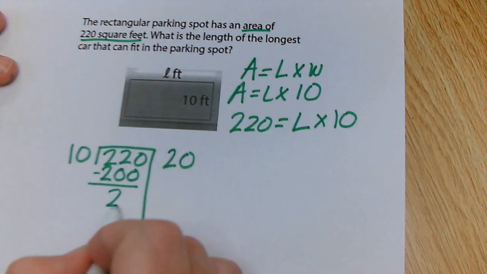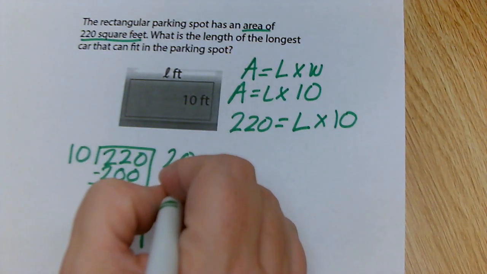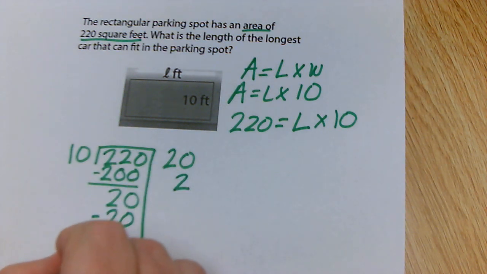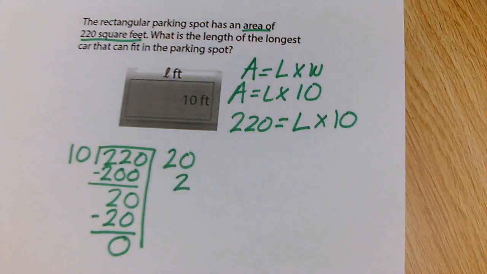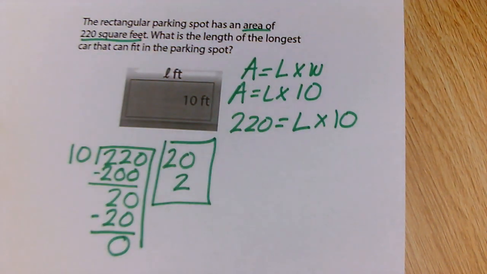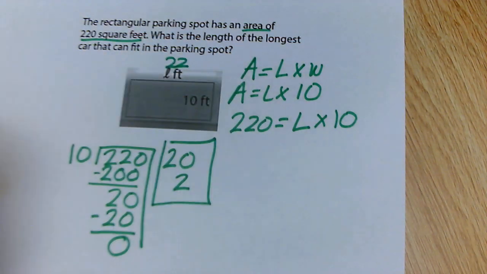Then I'm going to subtract. I have 20 left. Now, how many ones can I pull out to get as close to 20 without going over? Well, I know 10 times 2 is 20. And if I subtract, I end up with no remainder. So my answer is going to be 22. So the side that I'm missing is 22.